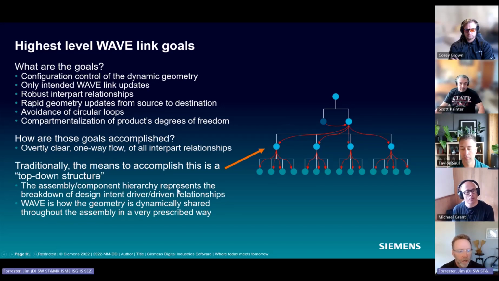The assembly component hierarchy represents the breakdown of design intent, driver-driven relationships. So that's the white lines, that's the hierarchy of the structure. Wave is how the geometry is dynamically shared throughout the assembly. Those are the red lines. All right, so I use the assembly component structure to lay out the hierarchy, but then I use wave to transfer the geometry in an associative way, right?